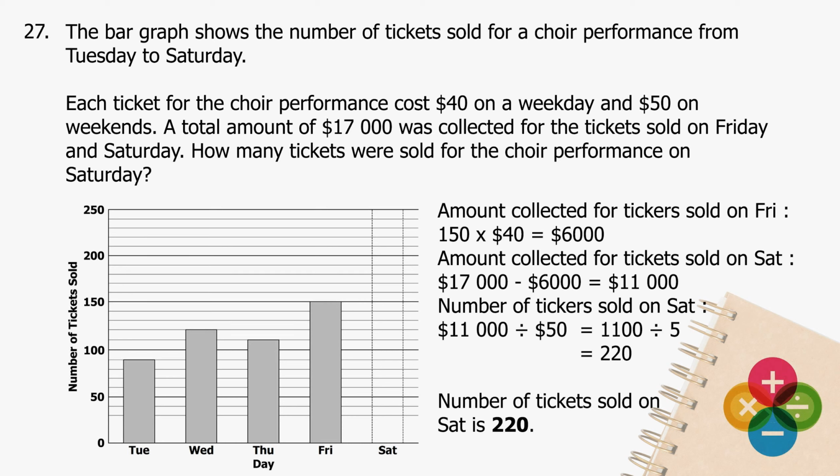The amount of money collected for tickets sold on Friday will be, multiply 150 by $40, and the product is $6,000. The amount of money collected for tickets sold on Saturday will be, subtract $6,000 from $17,000, and the difference is $11,000. The number of tickets sold on Saturday will be, divide $11,000 by $50, and the quotient is 220. The number of tickets sold on Saturday is 220.